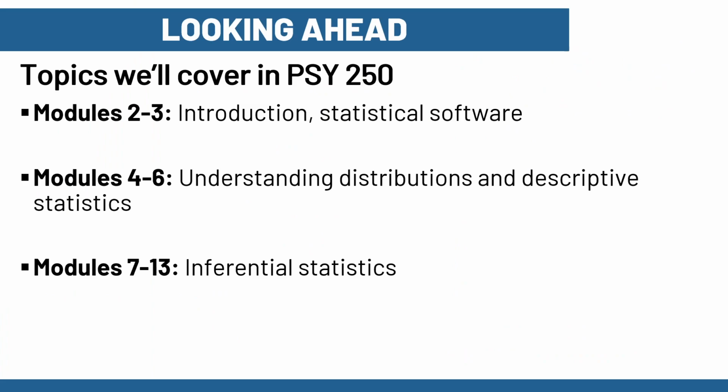But to kind of wrap this video up, looking ahead, some topics we'll cover in this course. Modules 2 through 3, what we're doing right now, and the next module, basic intro stuff, and then we'll talk about statistical software. Modules 4 through 6, we'll do more descriptive statistics and basics about statistics like distributions. You might have heard of normal distributions before, those types of things. And then in the remainder of the course, we'll go into inferential stats, right? So this is where we get into more hypothesis testing.